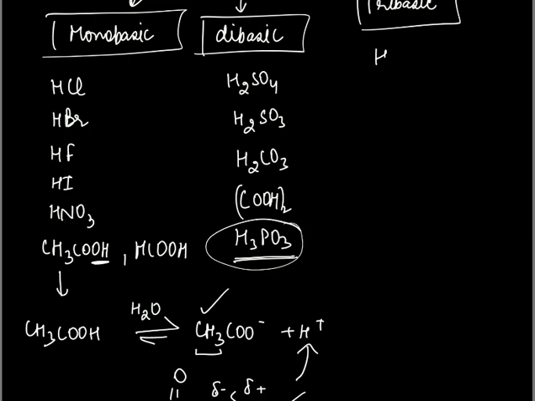Then tribasic, we have H3PO4. This is tribasic. And yes, in monobasic you can add this also, H3PO2. This is very much monobasic. In spite of having three hydrogen, it has the capability to release only one. Again, the concept over here is the polar and non-polar bond, but we have to see its structure in order to figure that out, and that I'll discuss in the next video.